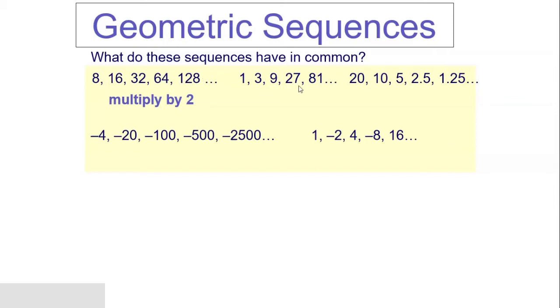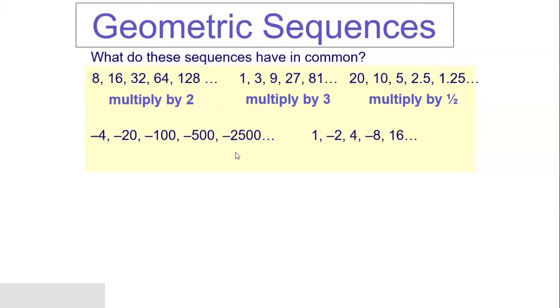What about this one? It is multiply by 3. So 1 times 3 is equal to 3. 3 times 3 is 9. 9 times 3 is 27. 27 times 3 is equal to 81. And for this one, that is multiply by 1/2. 20 times 1/2 is equal to 10. 10 times 1/2 is equal to 5. 5 times 1/2 is equal to 2.5. And 2.5 times 1/2 is equal to 1.25.